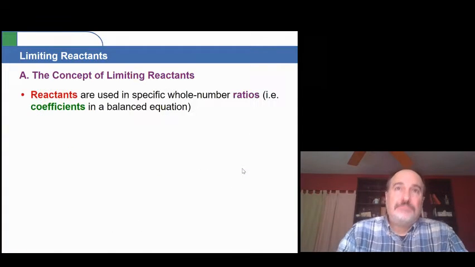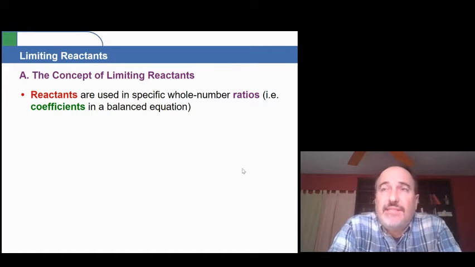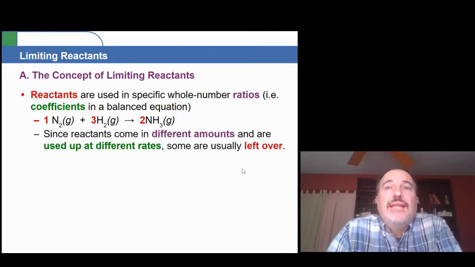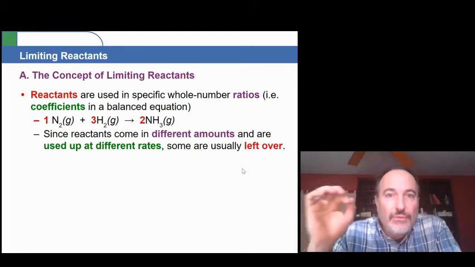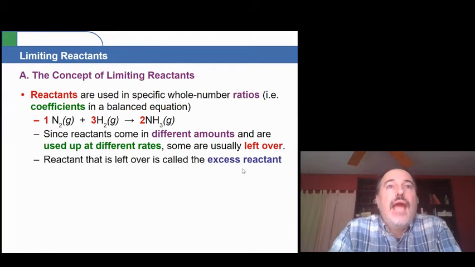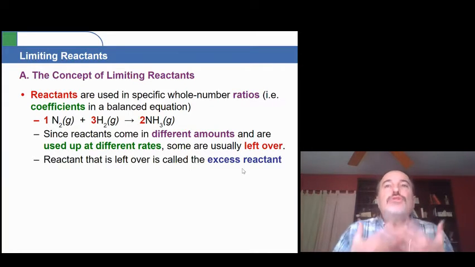All right. So we know by doing stoichiometry that in a reaction, reactants are used up in specific whole number ratios. All right. These are the coefficients in a balanced equation. That's the 1, the 3, and the 2. Now, since reactants come in different amounts and they're used up at different rates, in the real world, some are usually left over. All right. And the reactant that is left over is called the excess reactant. All right. It is an excess. There's too much of it, as it were.